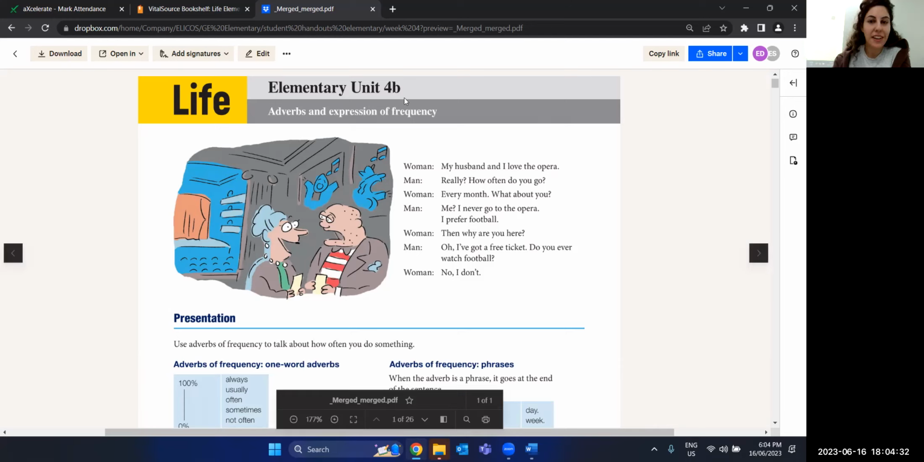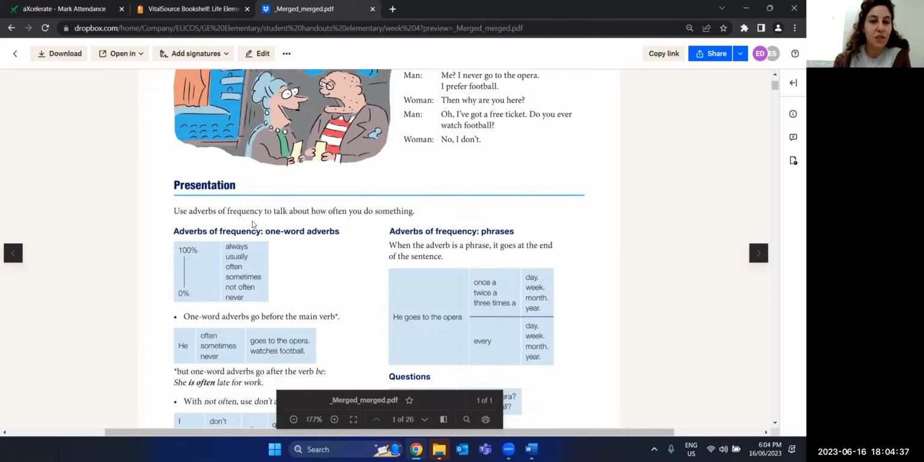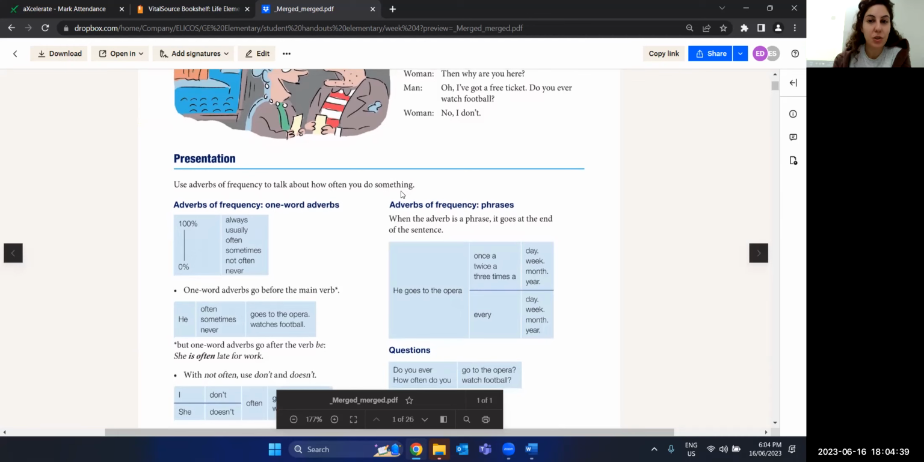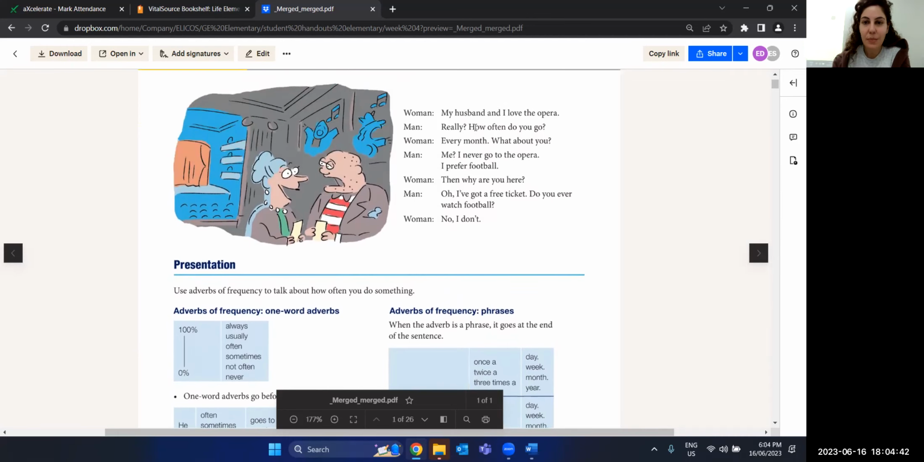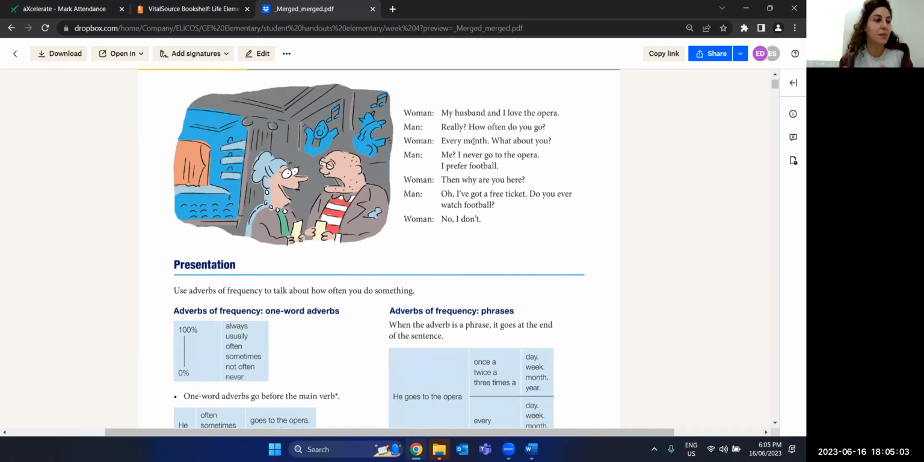Yeah, so what are we learning here? Adverbs. So we use them to talk about how often we do something. In the example, the question was, how often do you go swimming? How often do you watch football? How often do you go to the opera? Whatever activity. How often do you do the activity? Every month. So adverbs are saying every month, every week, always, never, sometimes, usually, occasionally.